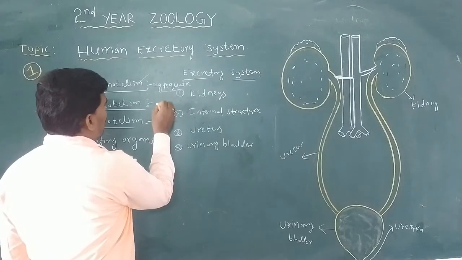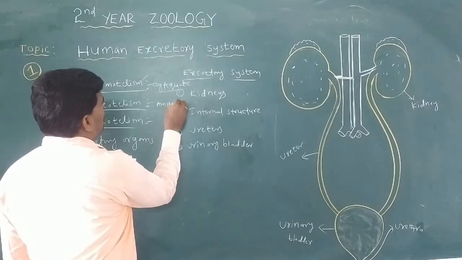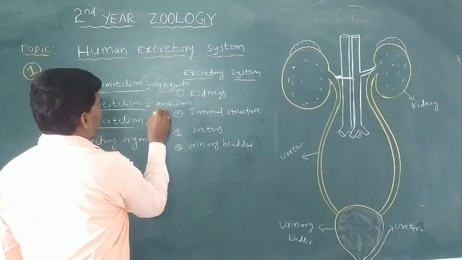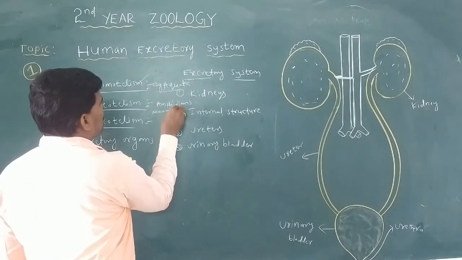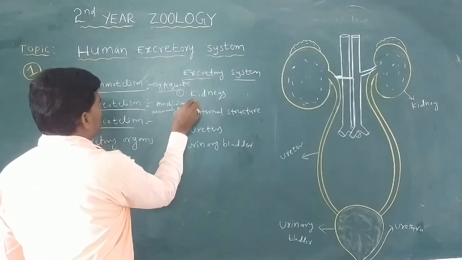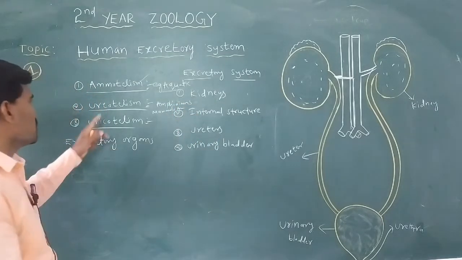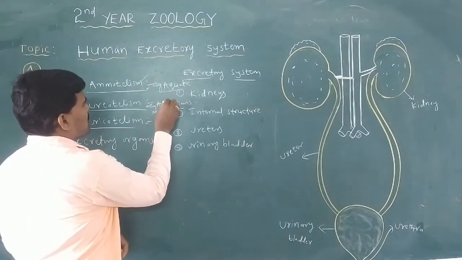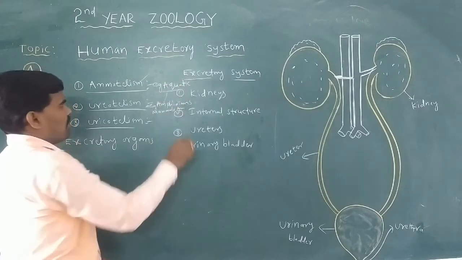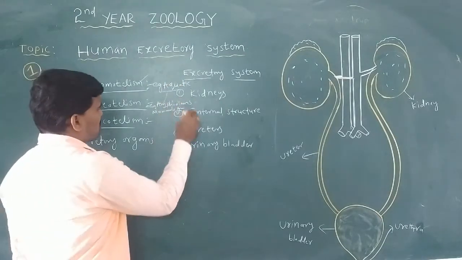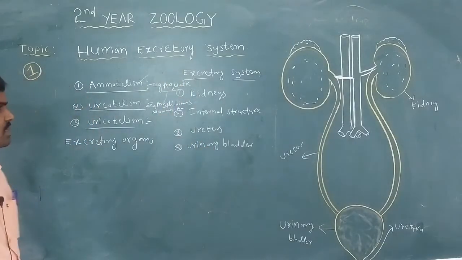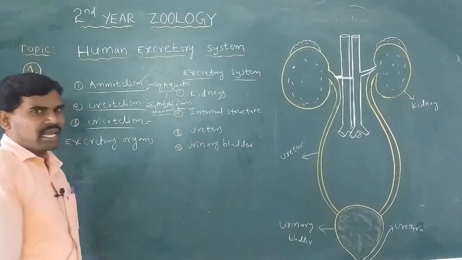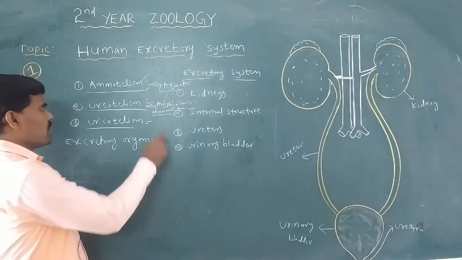Examples of ureotelic animals: amphibians, mammals, and some annelids. A few of the amphibians are ureotelic, and all mammals and some animals of the phylum annelida are ureotelic.